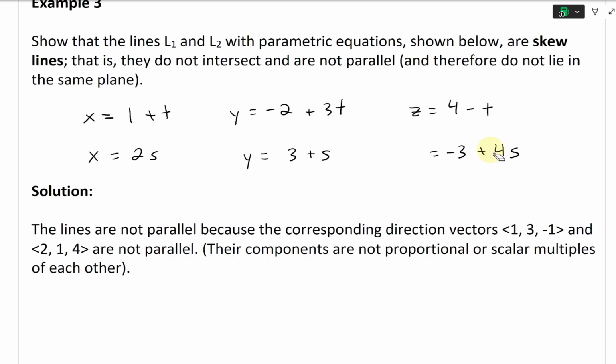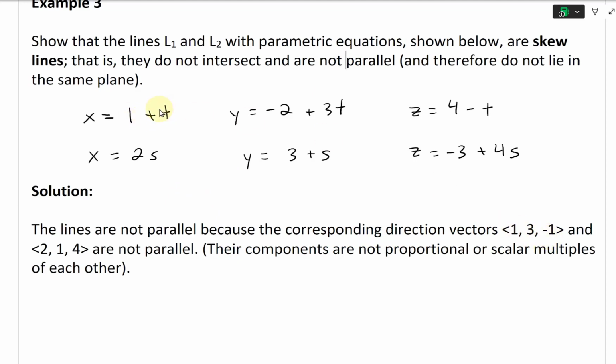And the solution here: first of all, the lines do not intersect and are not parallel. So they're not parallel because the corresponding direction vectors are 1, 3, negative 1.